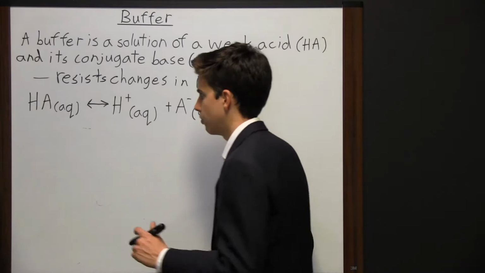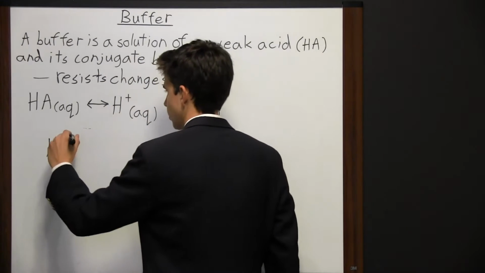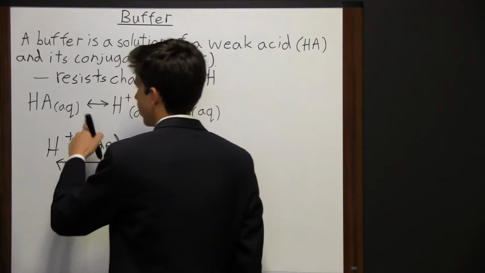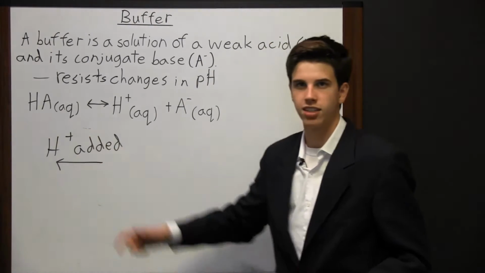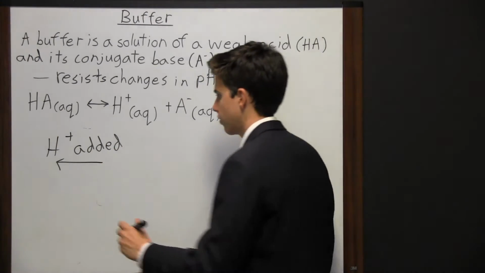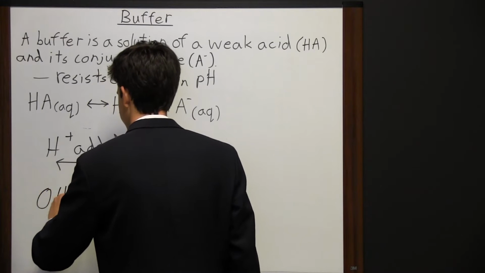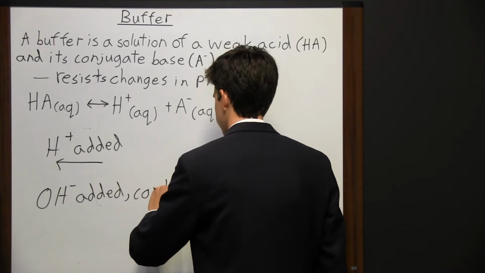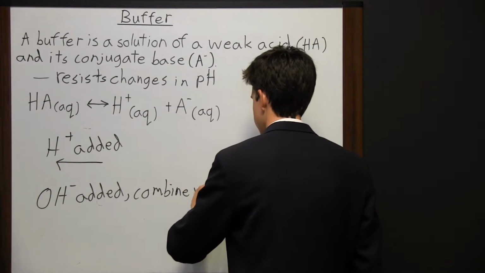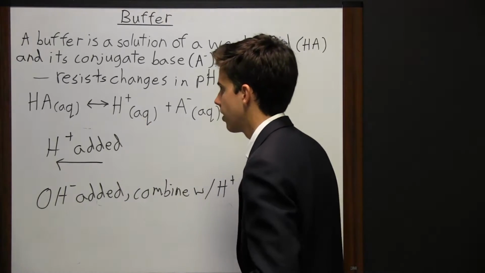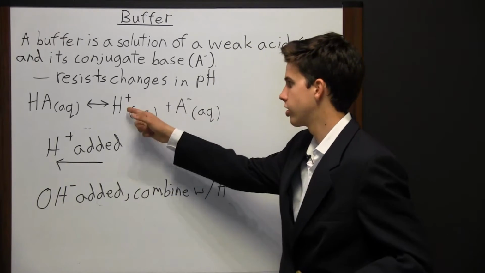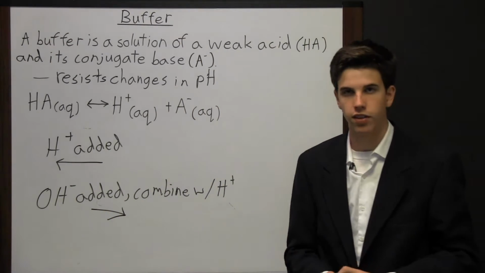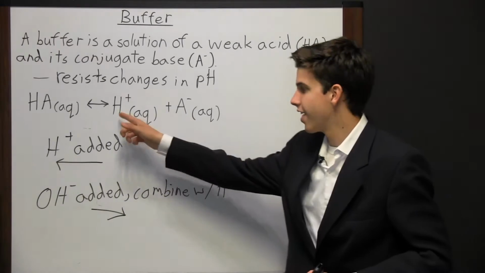And so say, for example, that some of this right here was added. What's going to happen is the reaction is going to shift to the left, and more of this weak acid is going to be produced. Now, say, for example, if this was added, it would combine with this right here, and so it would reduce the overall level of this, and so it would shift the reaction to the right.